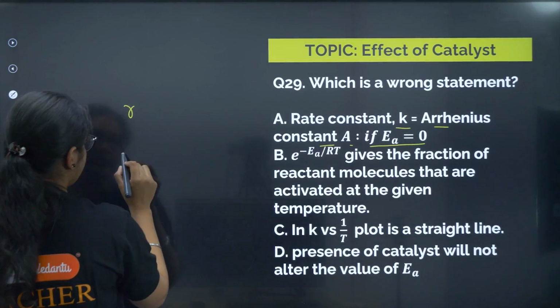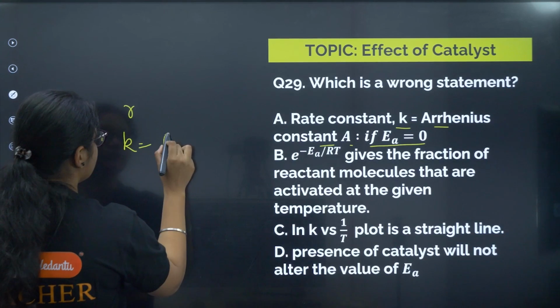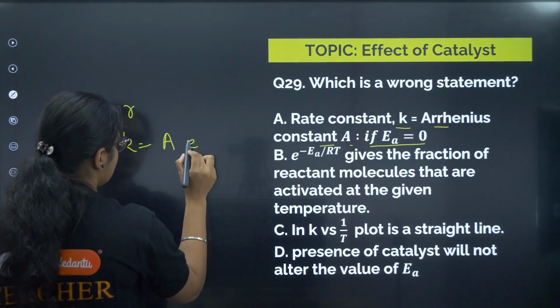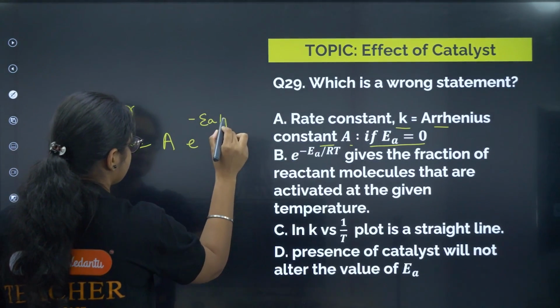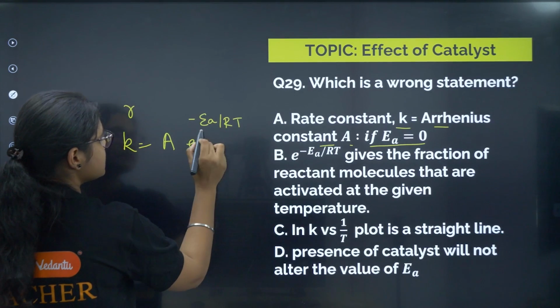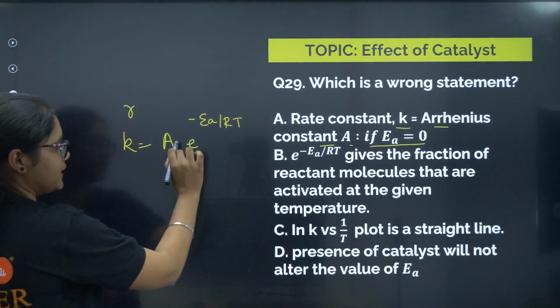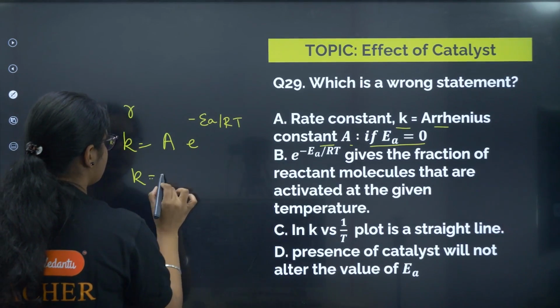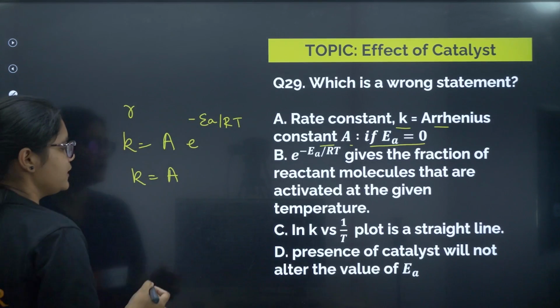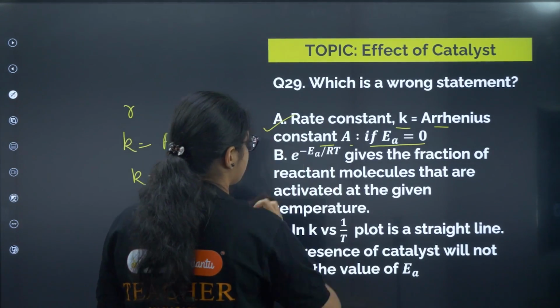I have this formula, right? K is equal to A into e to the power of minus Ea by RT. Okay, if Ea is 0, then this whole power term is 0, then e to the power of 0 is 1. So I can write K is equal to A, right? So that is why this statement is correct.